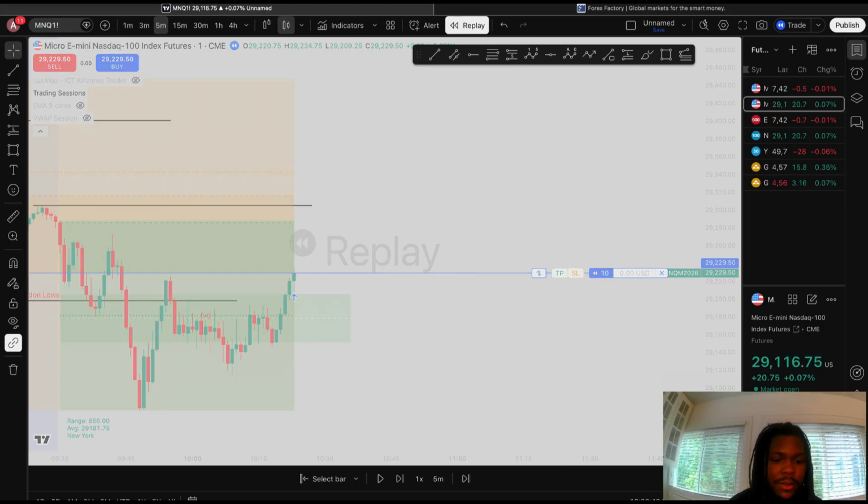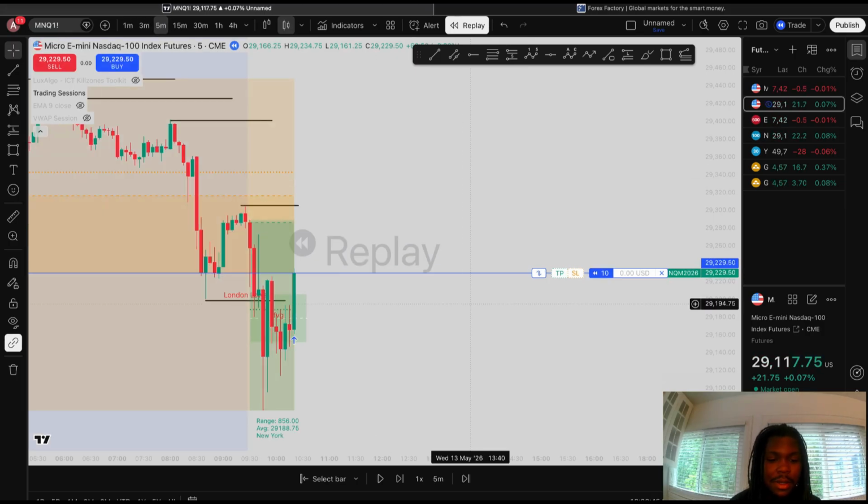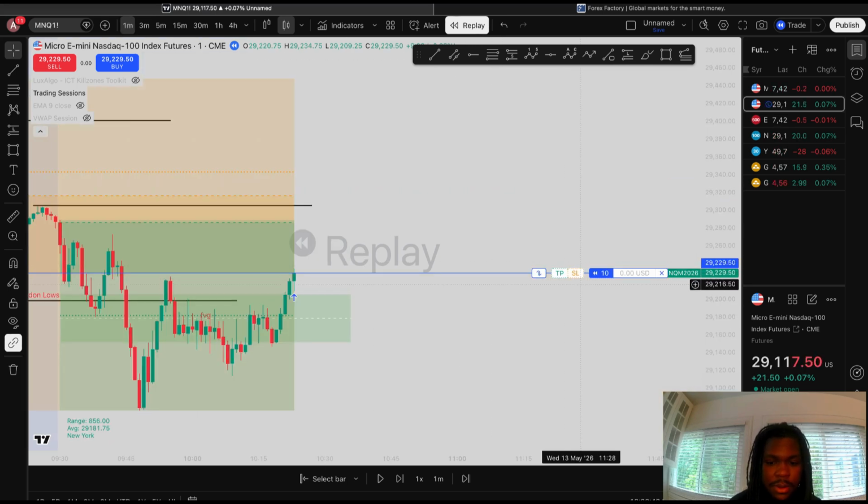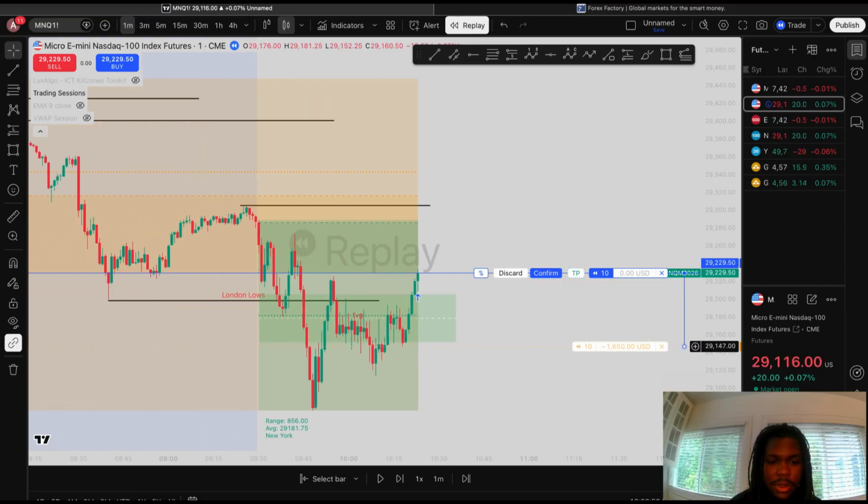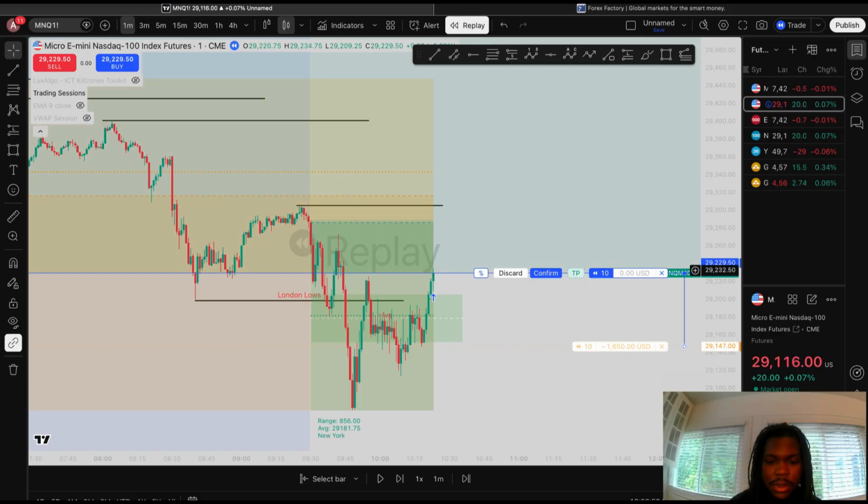Where are we going to place our stop loss? On the 1 minute time frame, below this low. Below this low, because what lays below this low? Key area liquidity. What are we going to target? We're going to target this high, which is liquidity.